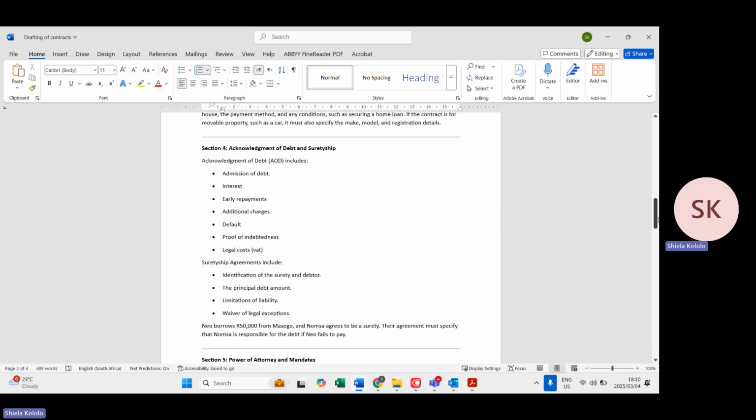And then we've got legal costs. All costs that we had incurred in this process shall also form part of the debt. Now, this also extends to VAT. If we have to incur VAT, it shall also form part of the principal debt.